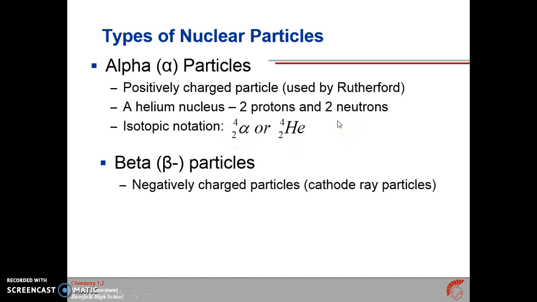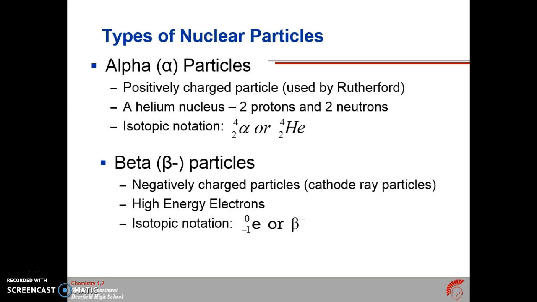So a beta particle is actually a negatively charged particle. Those are what Thomson and other people used when they used cathode ray tubes. Beta particles are actually high energy electrons. So now you're saying, wait, electrons getting ejected from the nucleus? How does that work? Well, good question. We're going to cover that. The isotopic notation for a beta particle can either be 0, -1, because again, it's not positive, it's negative, and e for electron, or β- for the beta particle.